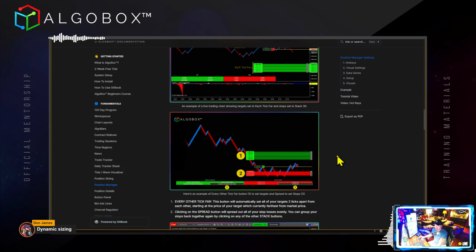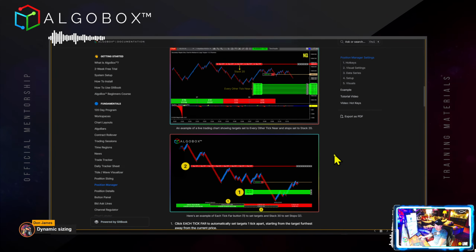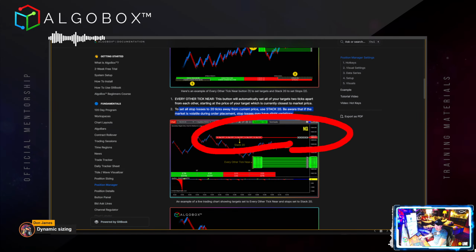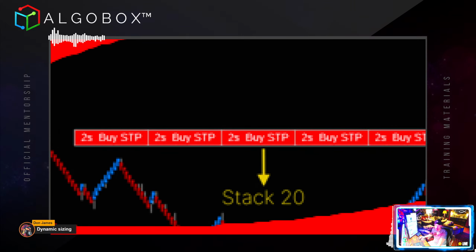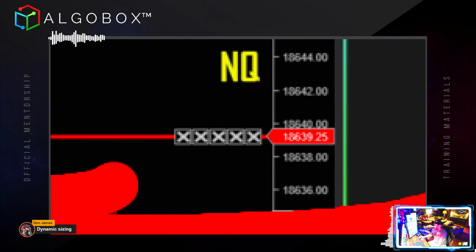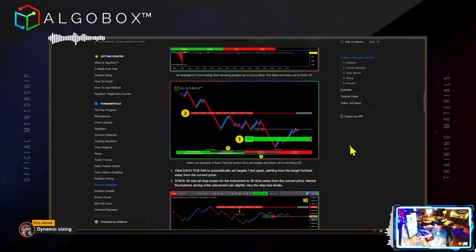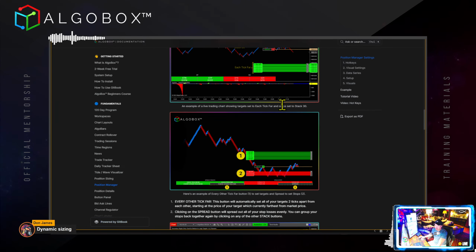So now that I've got them in one place, and I also don't want them to get tagged, I want it to go from this, where all my stops might be stacked up in one location, all of them on one price point, sitting there at 18,639.25. Now that they're all stacked right there, all in one spot, I might want to press one more button and hit spread. So I hit stack 20.